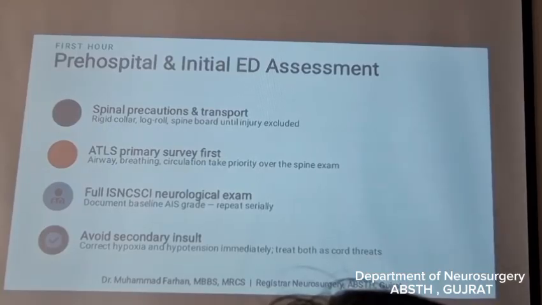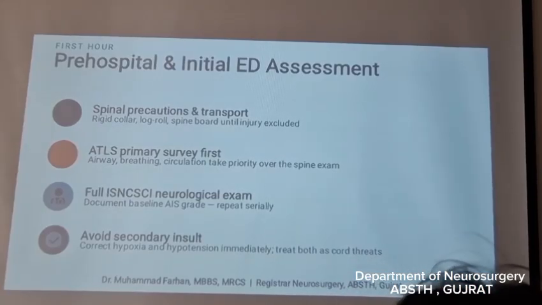Then, in the assessment of acute traumatic spinal cord injury, usually the spinal precautions and transport are the key steps in the management. Such as there should be complete immobilization of the spinal cord before ruling out any injury. If there is any cervical pain or any pain in the spine or any tenderness, then the spine should be completely immobilized, and this can be achieved by a rigid collar or by a spine board until injury is excluded. While shifting the patient or during assessment, log roll can be used.